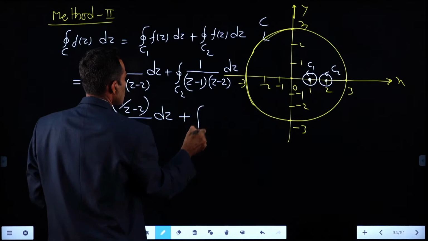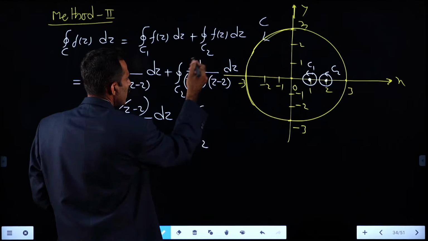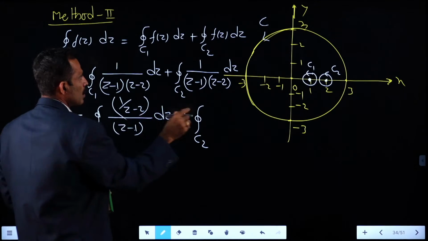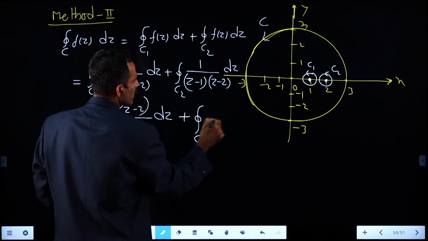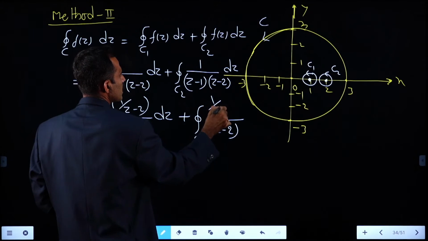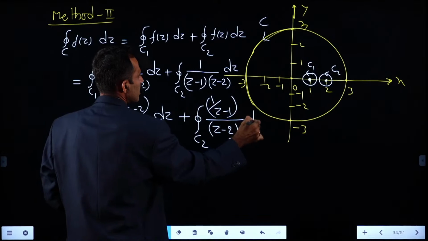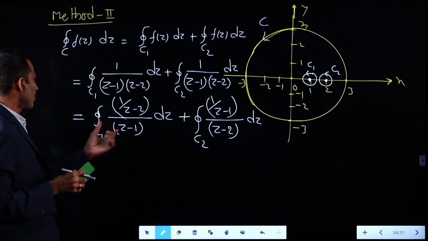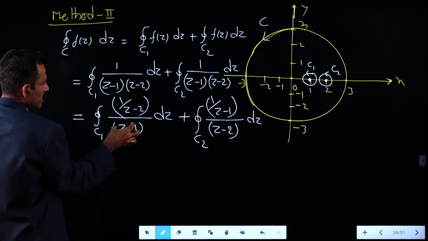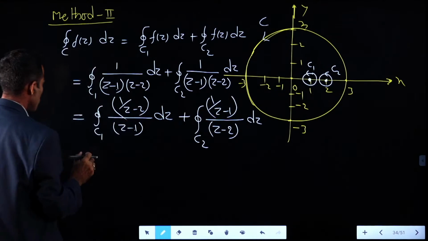Plus, we should evaluate this second integral along the circle C2 only. C2 contains the singular point at 2. 2 is coming from this factor. So keep that factor in the denominator and take the remaining function, 1 by z minus 1, as the numerator function, dz only. And for each integral, apply Cauchy's integral formula: phi of z by z minus z naught.